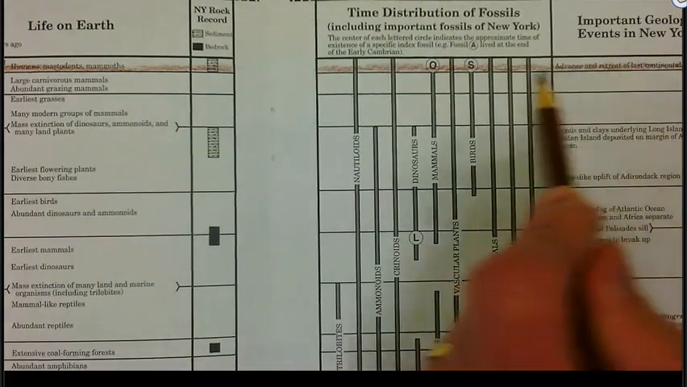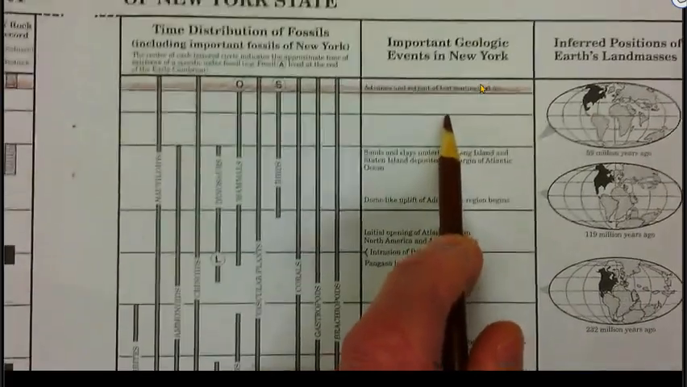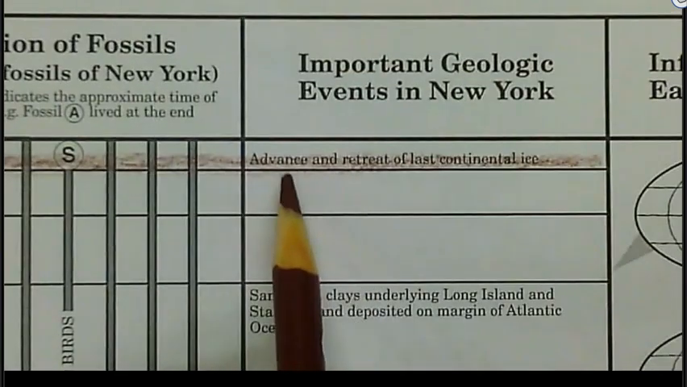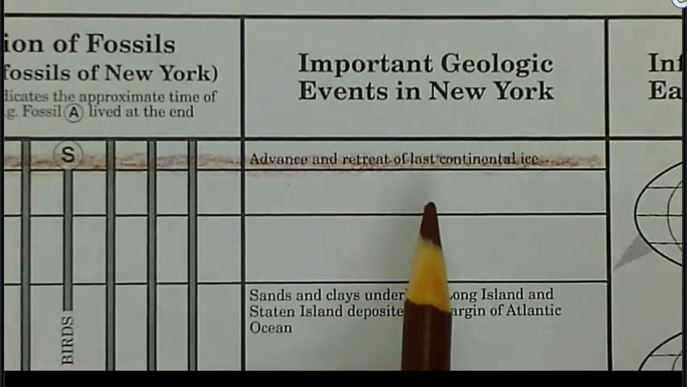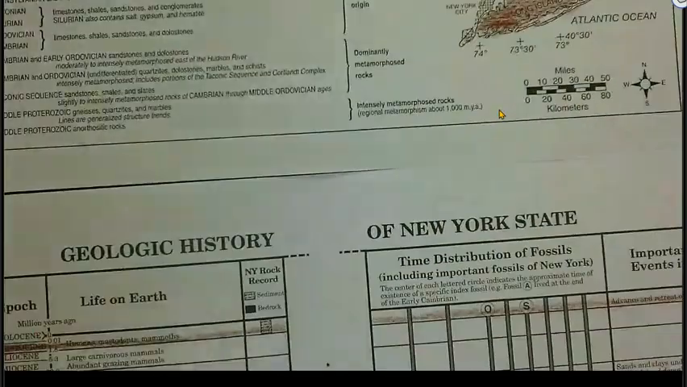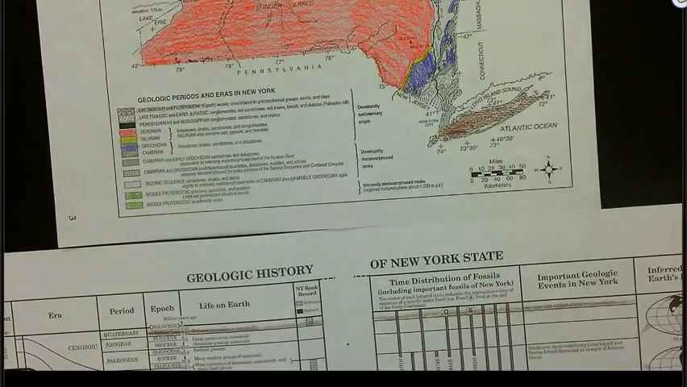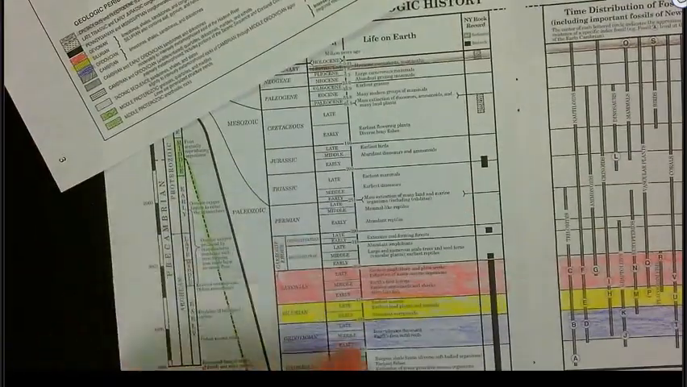And sure enough, we see a major event in New York, advance and retreat of last continental ice, which corresponds to what we said is the formation of Long Island. So we have a big connection between pages in our reference tables. There's page 3, and that goes right along with pages 8 and 9.